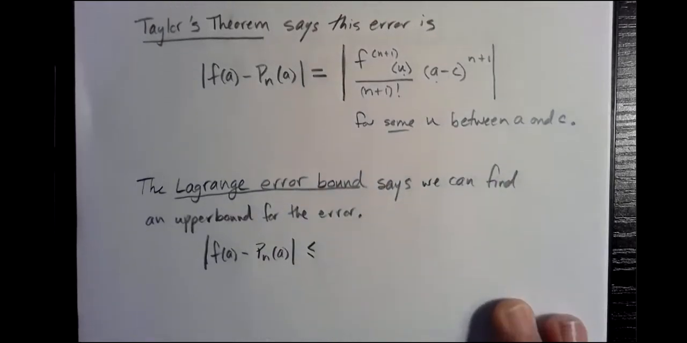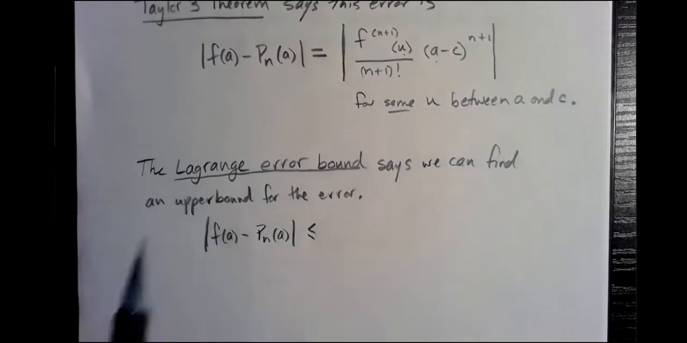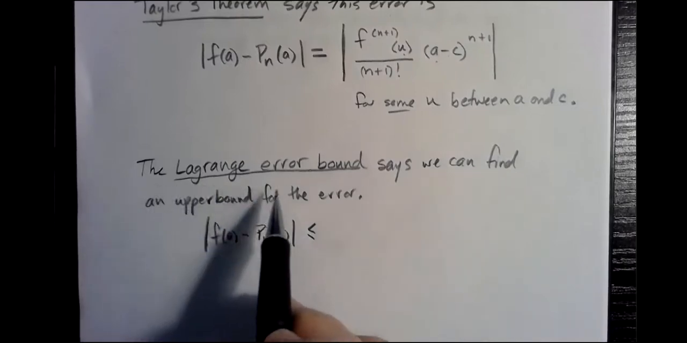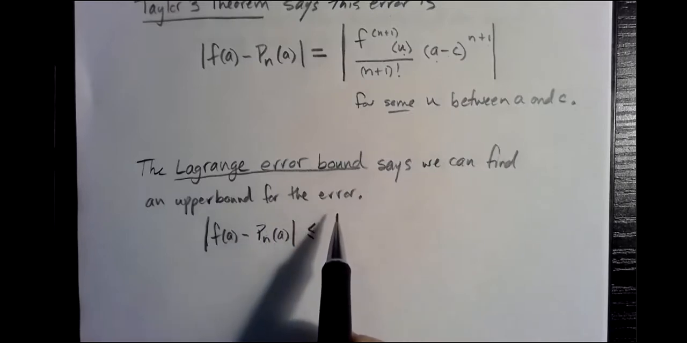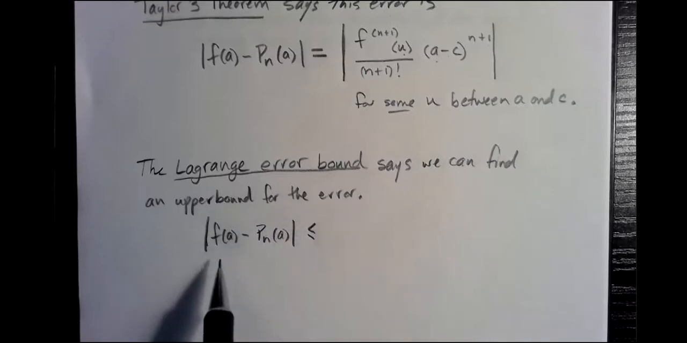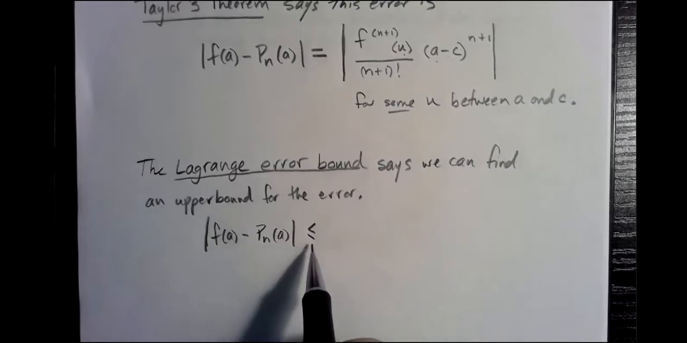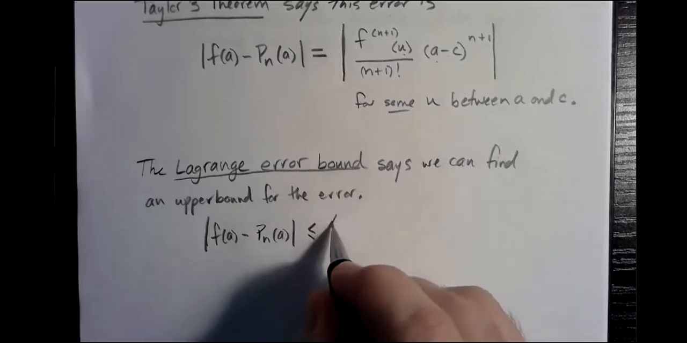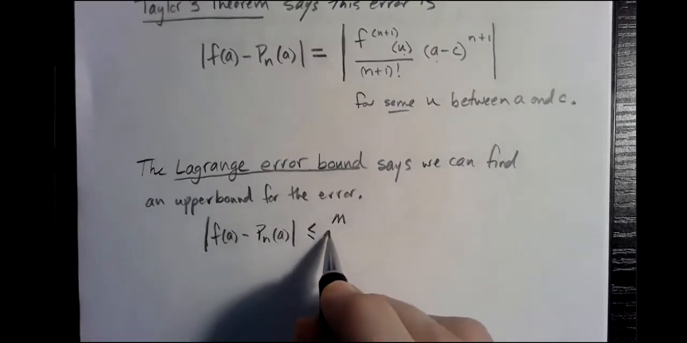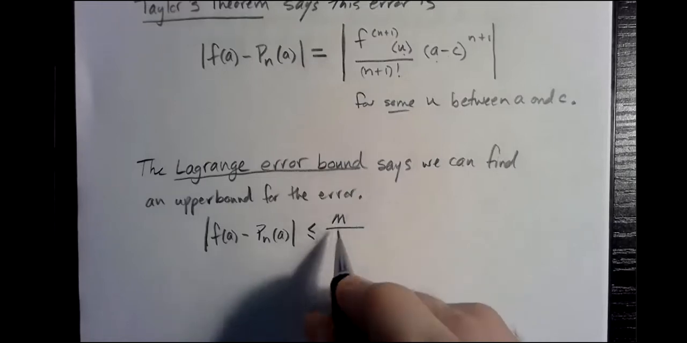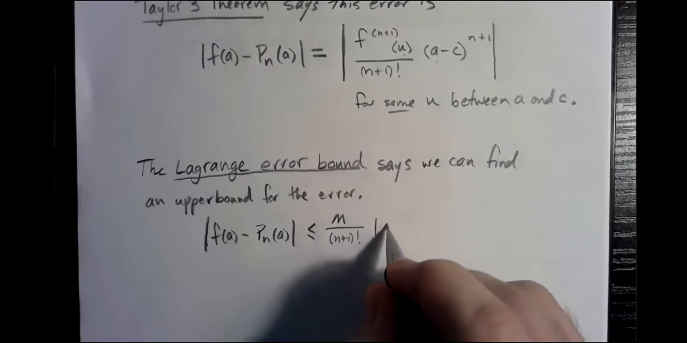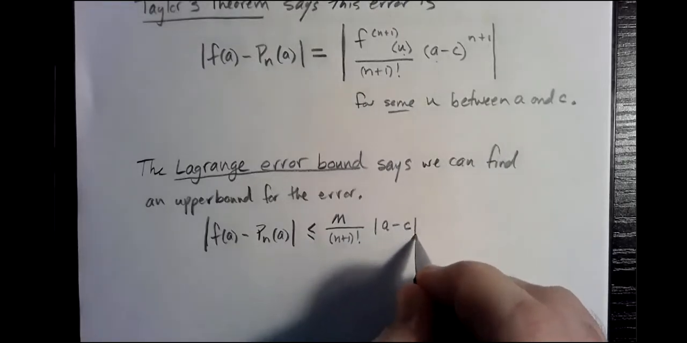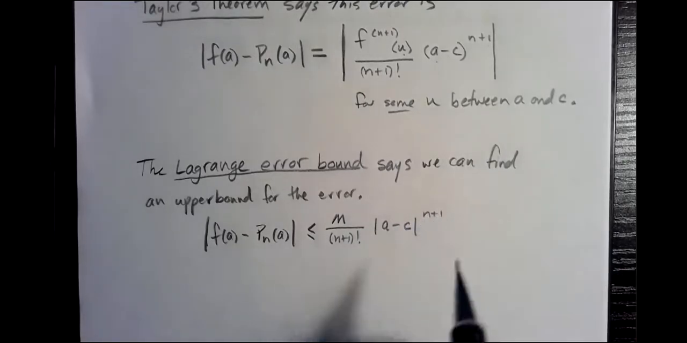So what we do is we go and take some help from Lagrange. The Lagrange error bound says that we can find an upper bound for this error, which is usually all we need. So we've got our absolute error here. Lagrange says that that's less than or equal to M, I'll talk a little bit more about what M is in a moment, divided by n plus 1 factorial times the absolute value of a minus c to the n plus first power.